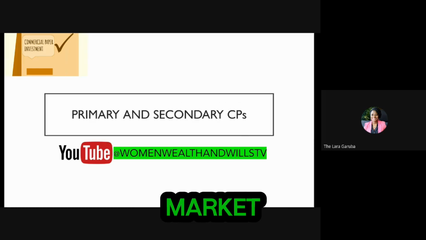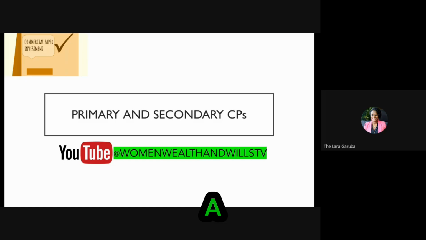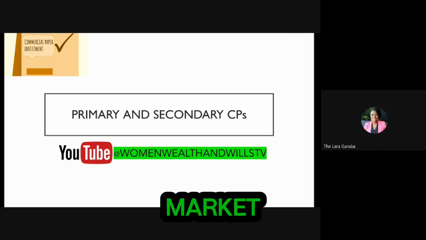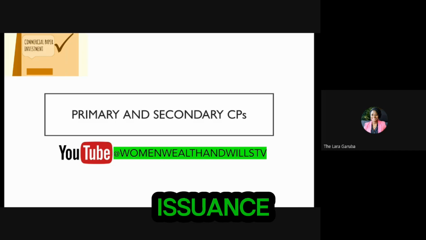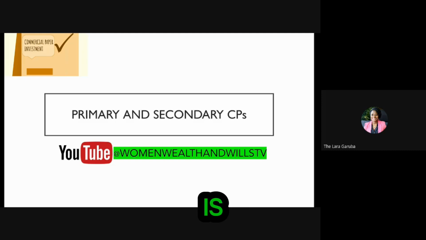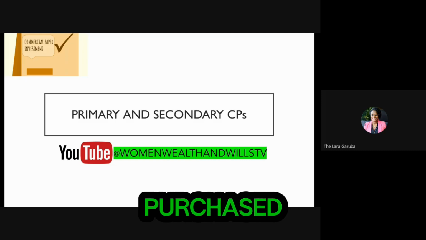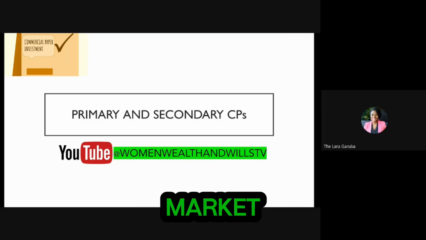Primary and secondary market for CP. A commercial paper can be purchased either in a primary or secondary market. The primary market is where investors buy financial instruments at issuance, while in the secondary market, investors trade, that is, they buy and sell instruments purchased at primary market issuance.